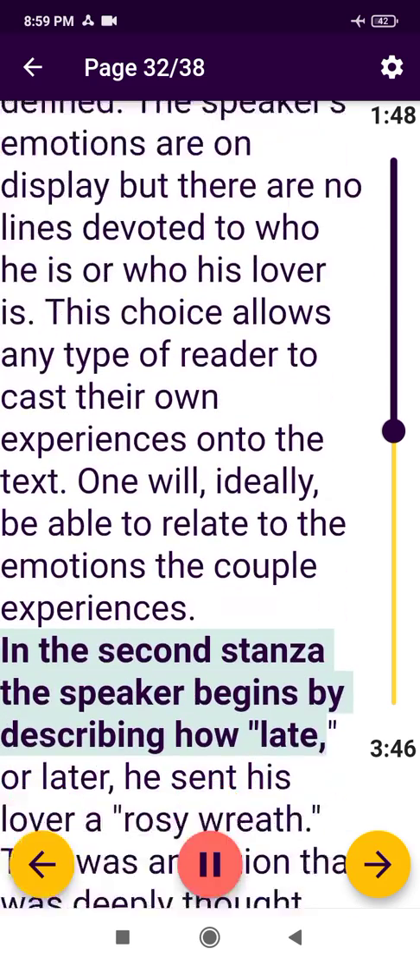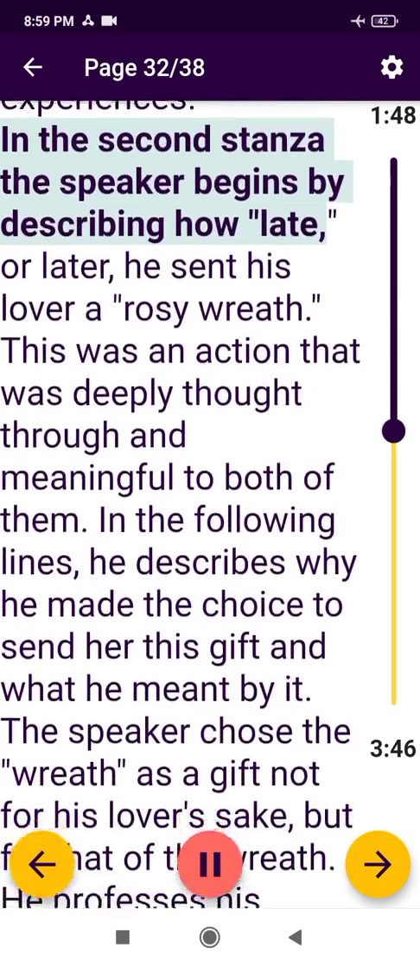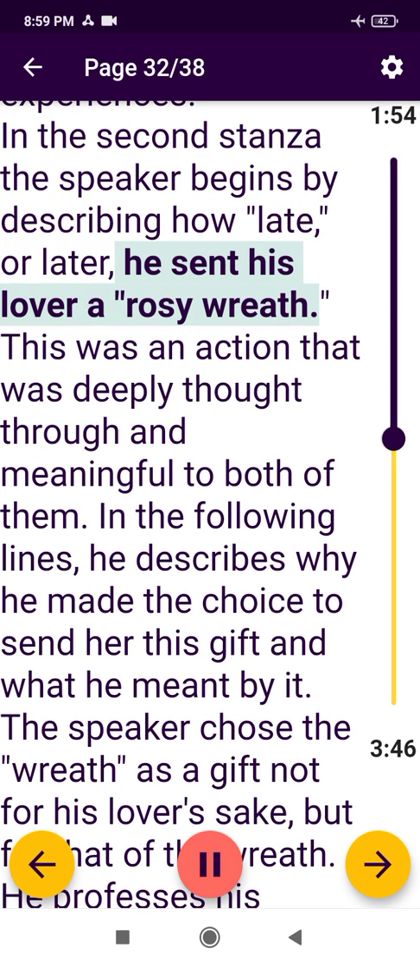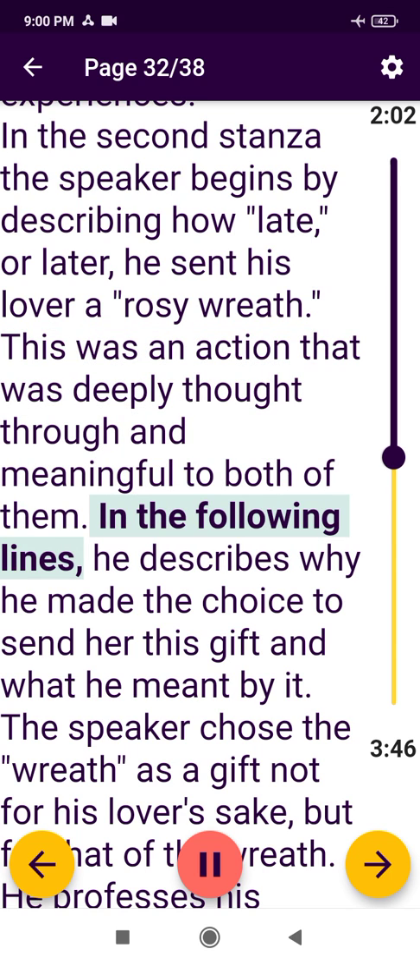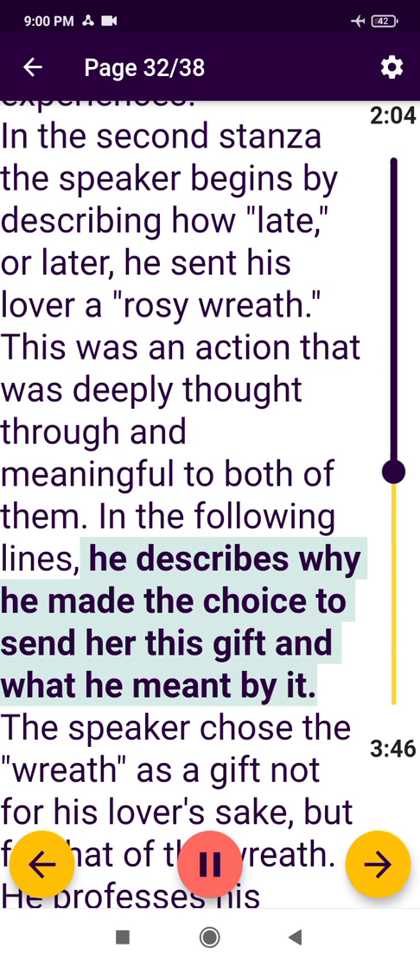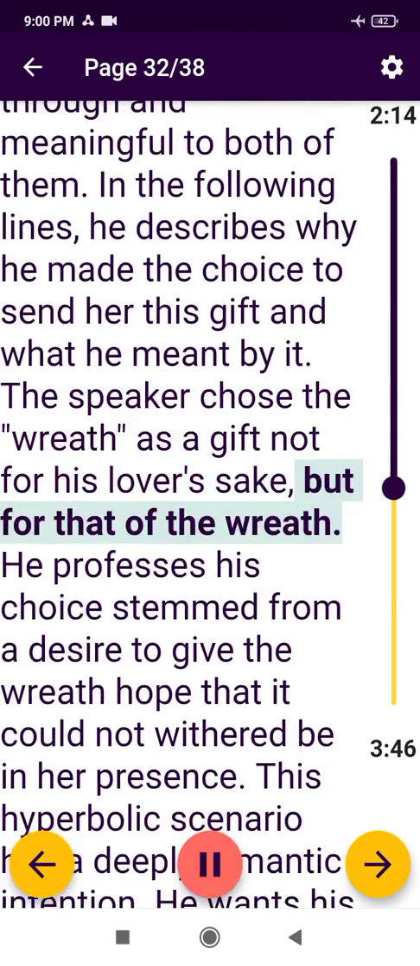In the second stanza, the speaker begins by describing how, late, or later, he sent his lover a rosy wreath. This was an action that was deeply thought through, and meaningful to both of them. In the following lines, he describes why he made the choice to send her this gift, and what he meant by it.